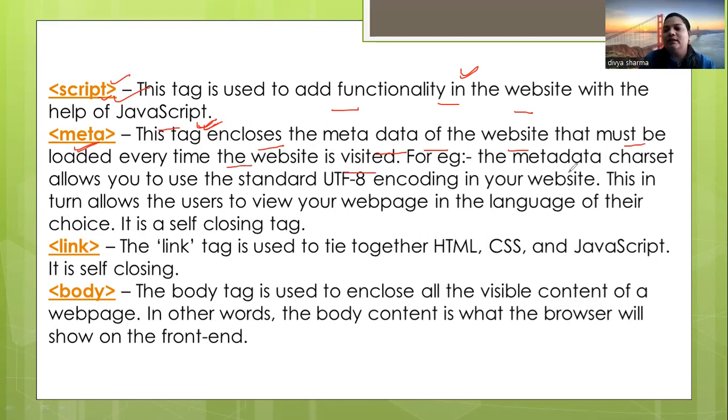For example, the metadata charset. Charset means character set. It allows the user to view your web page in the language of their choice. It's a self-closing tag, so in case of metadata there is no need to write a closing tag. Its opening and closing is done only by using meta, right? So the meta tag is basically used to store data about data. You can say data and description about your website, which is hidden from the user.